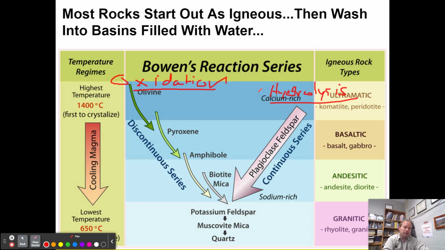Hydrolysis is one of the ways that ocean carbonates get put into the ocean. Bicarbonate is sourced through hydrolysis. Hydrolysis is important for that.